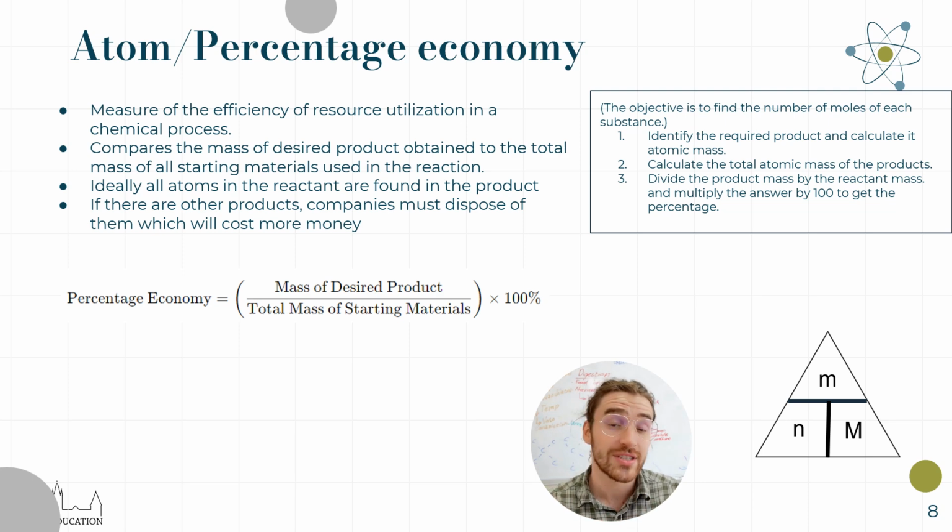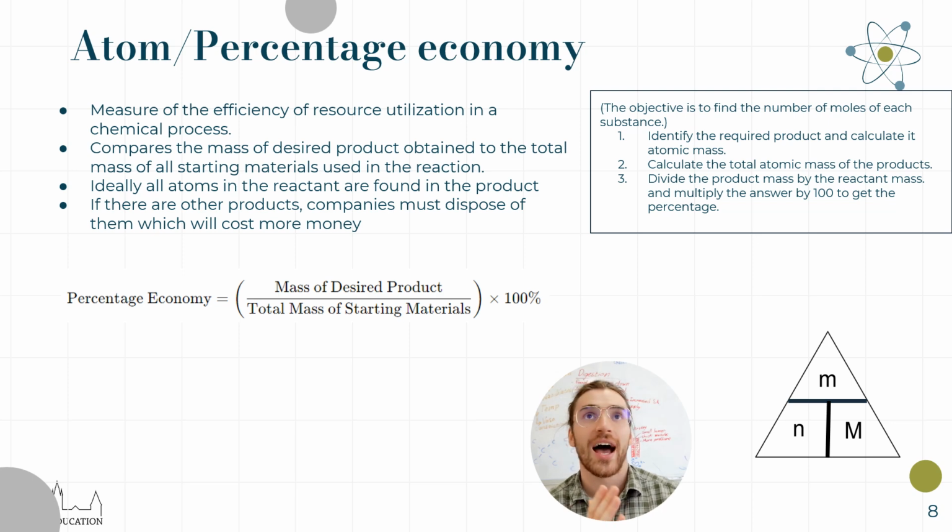Okay, what we use here is the relative atomic mass. So we're going to take the relative atomic mass of the desired product of that one molecule divided by the total mass of the reactants, the starting materials, multiplied by 100.